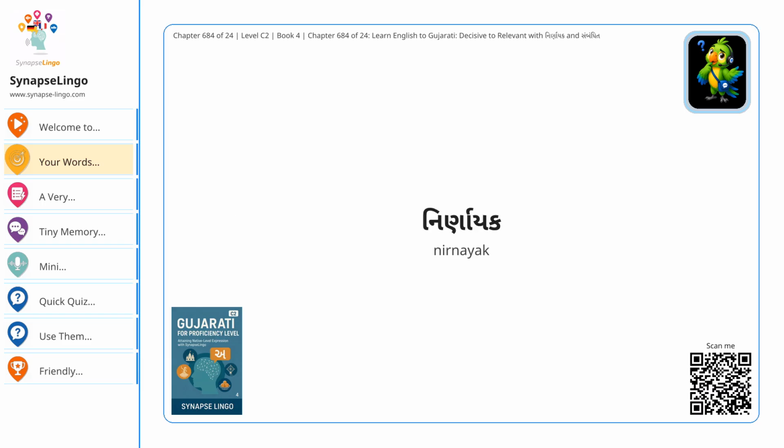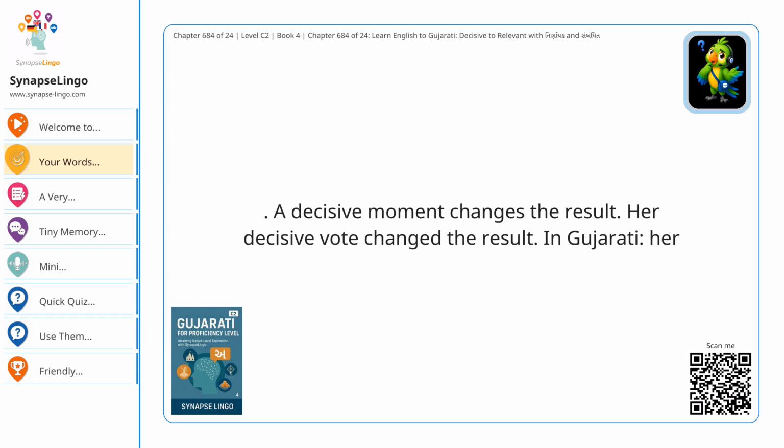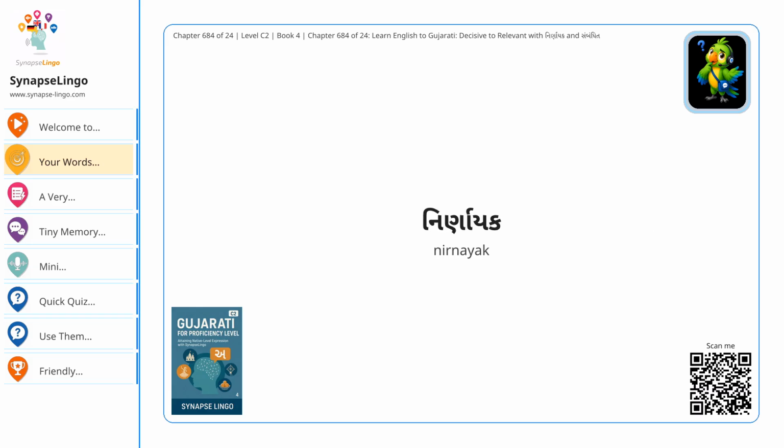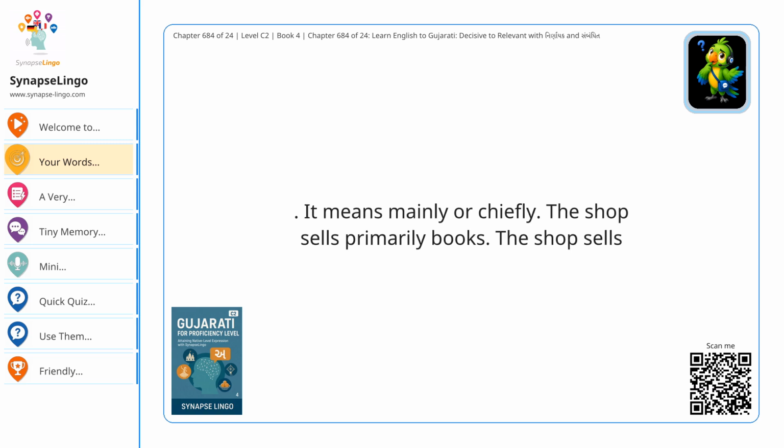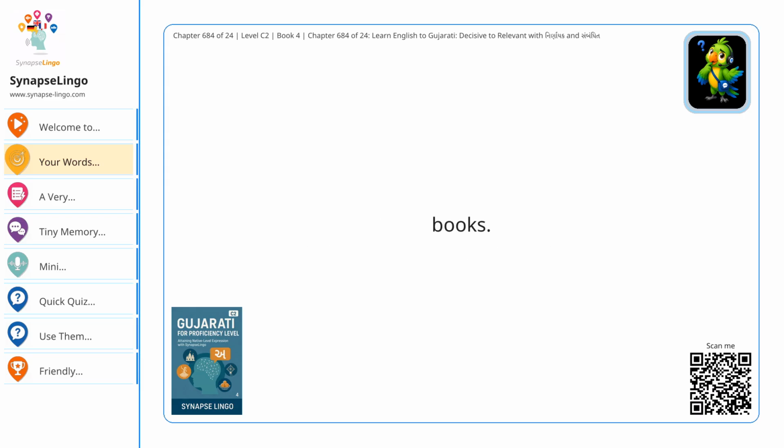Decisive is निर्णायक. A decisive moment changes the result. Her decisive vote changed the result. In Gujarati, her निर्णायक vote changed everything. Primarily is मुख्यत्वे. It means mainly or chiefly. The shop sells primarily books. The shop sells मुख्यत्वे books.